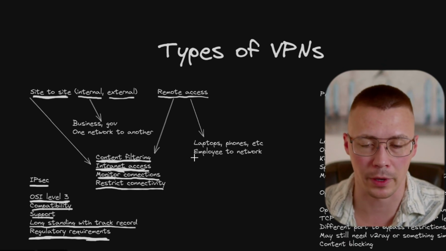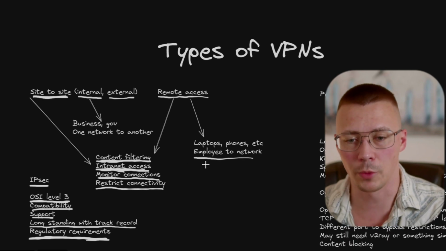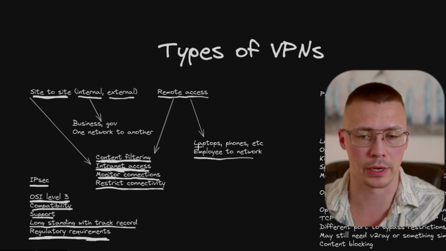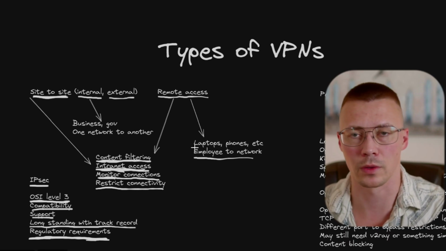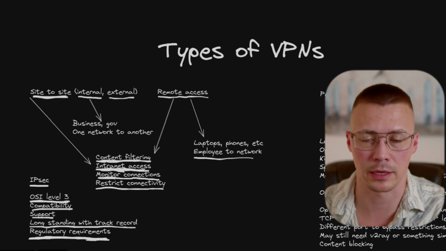Now, the one other thing I'm going to mention here for remote access, because I've covered everything else here, is remote access, which is employee to network. Like I said, this would be a laptop that an employee takes home and then they can connect to the business network, for example. So it's different from a site-to-site VPN.